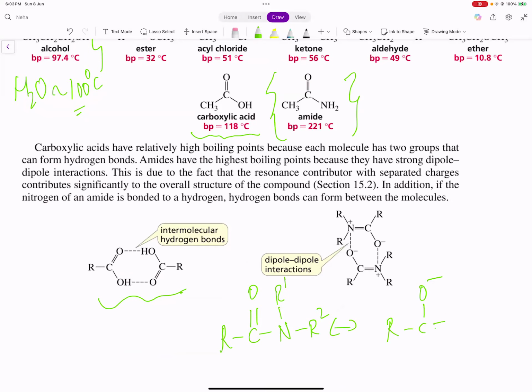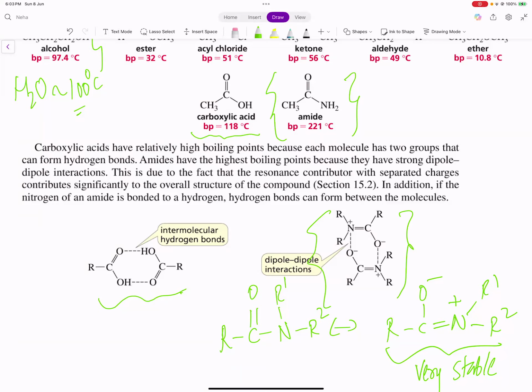Here, this thing will be very, very important, right? R1, R2. Because this resonating contributor is very stable, right? So the hybrid will have considerable separated plus and minus charges. So see, these dipole-dipole interactions will be much stronger because the plus and minus will be much larger, right? Yes, I got it.